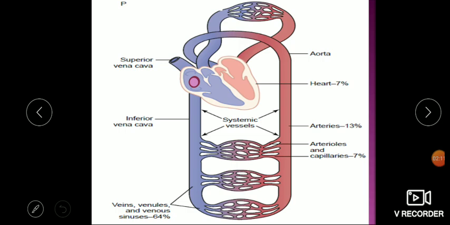This is collected in the right atrium. It will go to the right ventricle, and from here it will go to the pulmonary circulation for oxygenation. Here it will get oxygenated. So this is called the pulmonary circulation, which contains about 9% of blood. It is a low pressure system. Its main function is to oxygenate the blood in the lungs.